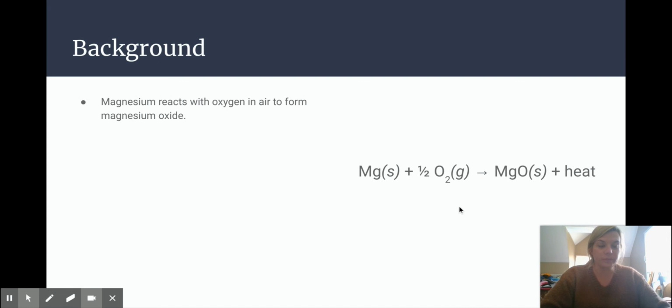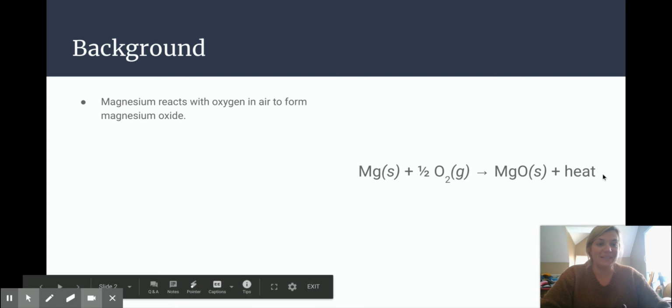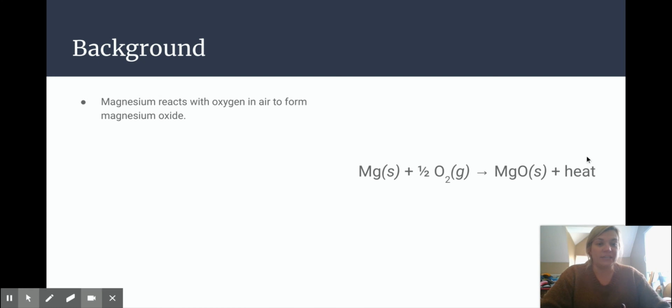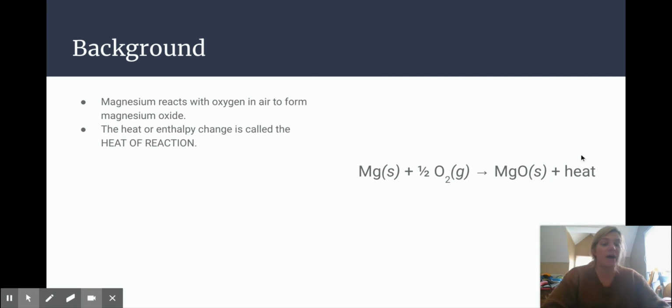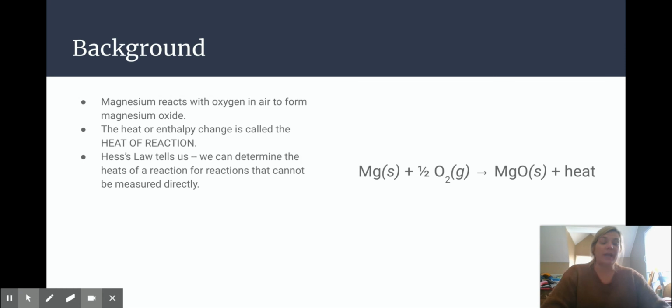What we're going to do is other reactions, but our ultimate goal is to figure out how much of this energy, the heat being released, is actually being released. And the heat, or the enthalpy change, is called the heat of the reaction. So our main goal for this lab is to figure out how many kilojoules of energy, or joules, is being released during the course of this reaction. Okay, and what Hess's law tells us is that we can determine the heats of reaction for reactions that cannot be measured directly. So we're not actually going to be measuring the heat loss for this reaction in its entirety.